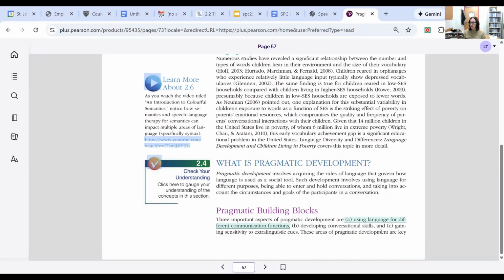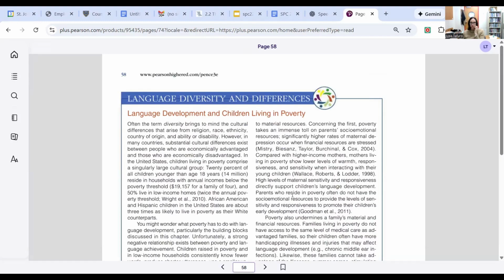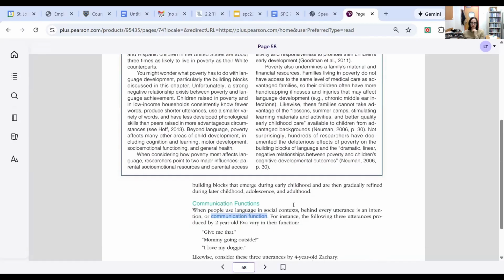We're also developing different conversational skills. So being able to maintain a topic and go back and forth, taking turns, right? Those are all elements of how we're using language, and those skills develop starting early on. And then our real sensitivity to what we call extra linguistic cues. So paying attention to tone or facial expression or body posture. Those are all things that help us to understand the meaning of language, but those are all considered extra linguistic factors or cues.